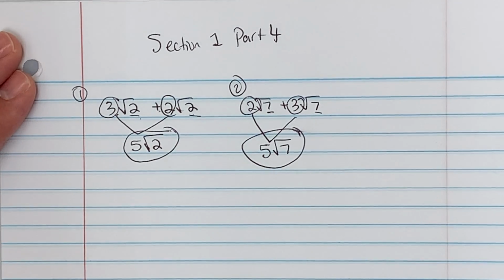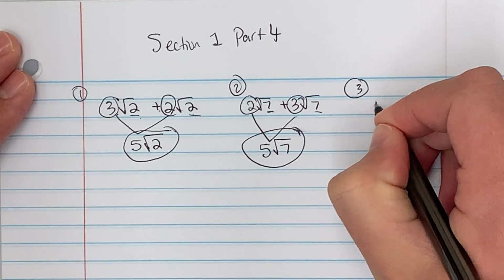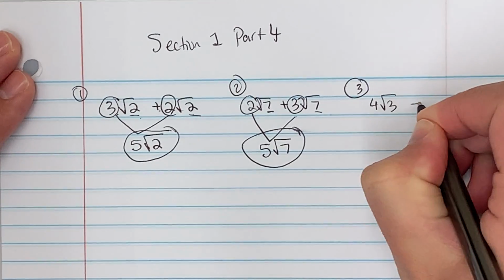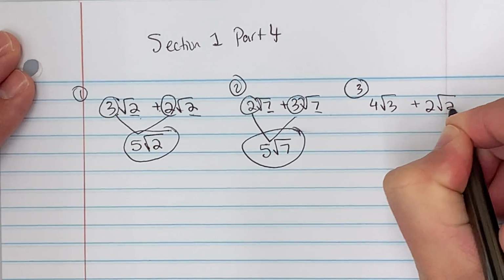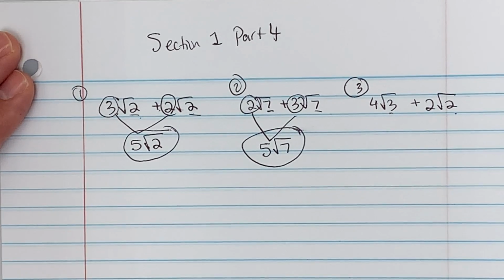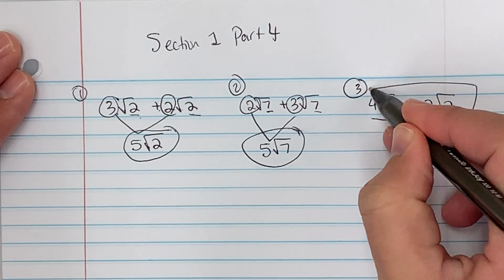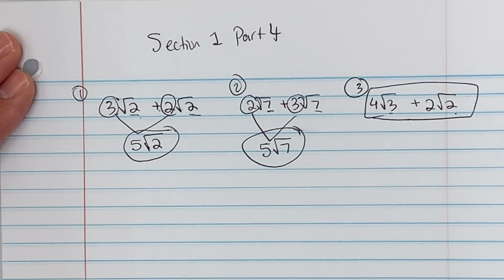Okay, now let's look at one that maybe doesn't match. Number 3. Let's say I had 4 root 3 plus 2 root 2. Well, the 3 and the 2 don't match. Can I simplify the 3 to be a 2? No, 2 times nothing would give us 3. There's no way that we can do that. So we're just going to leave that as it is. We cannot do anything.